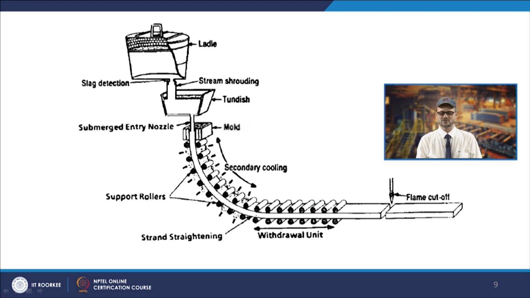So you have strand straightening going on, and once you ensure that it is completely solidified and completely straightened, then with the help of a flame cutoff you are cutting. Whatever length you require, you can have it, and then you can cut and send it for further use. So this is normally the continuous casting schematic, and it involves all the processes which take place.